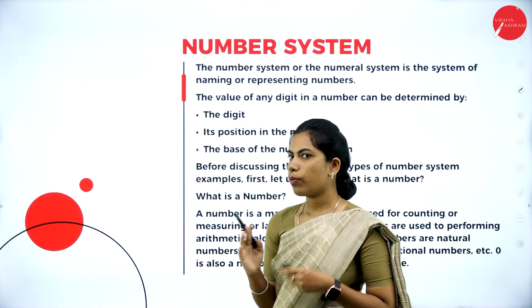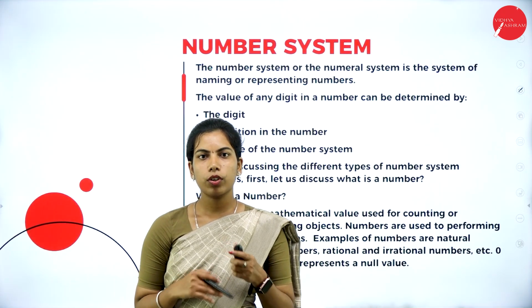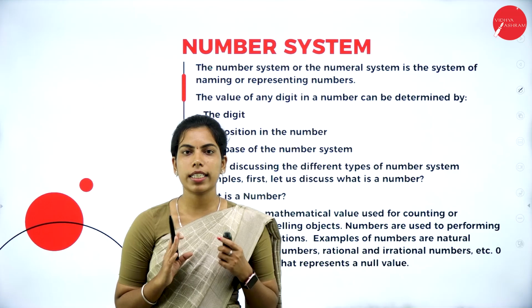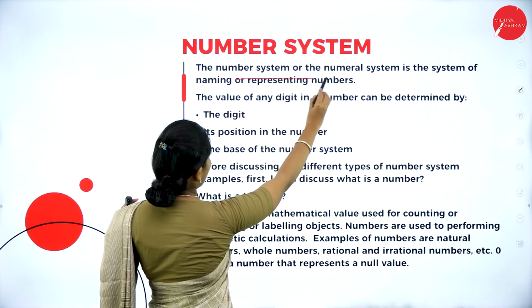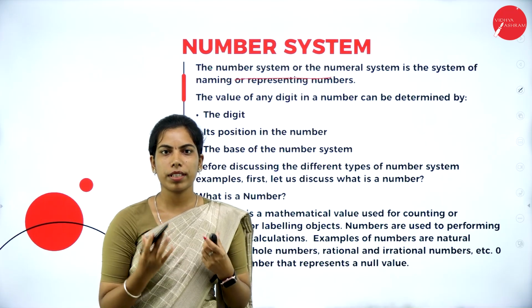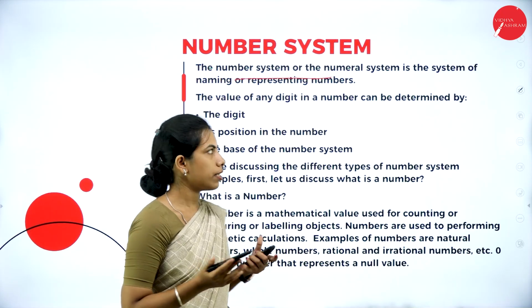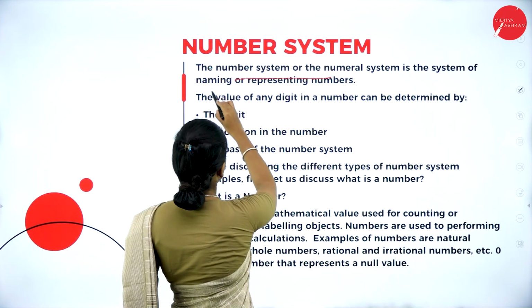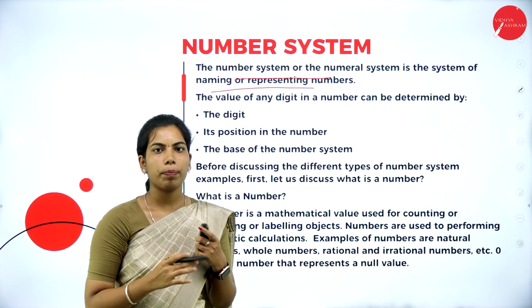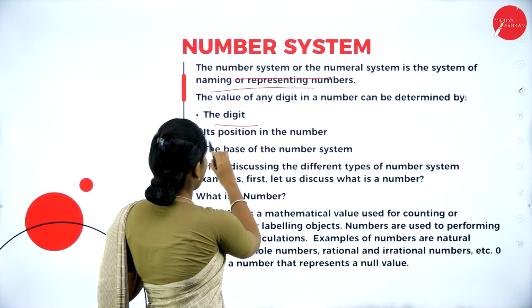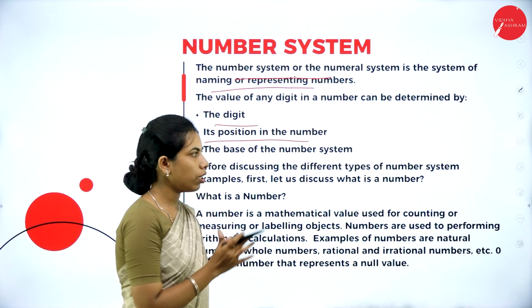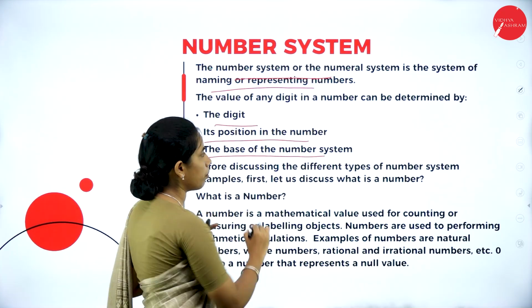Here you can see what exactly the number system is. Before going to the number system, you will get to know what exactly a number is. The number system, or the numerical system, are both the same. The way of representing or presenting numbers is called a number system. It can involve digits and position, and also the base of the number system.